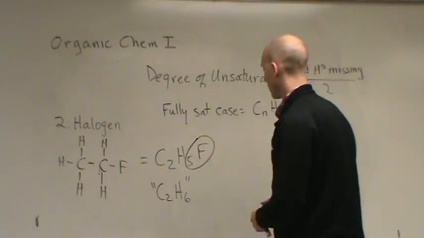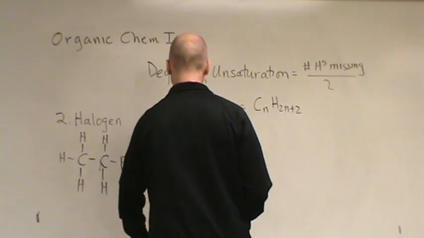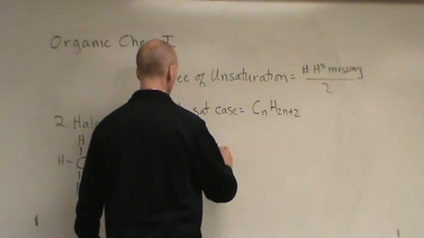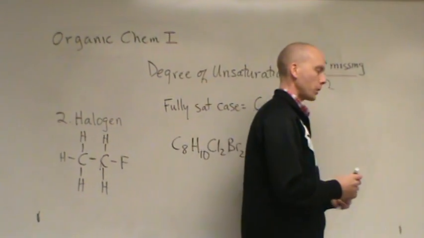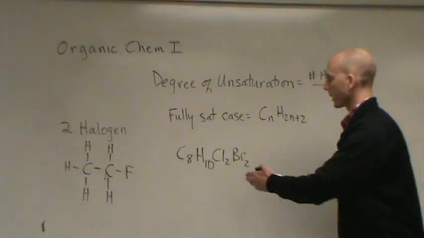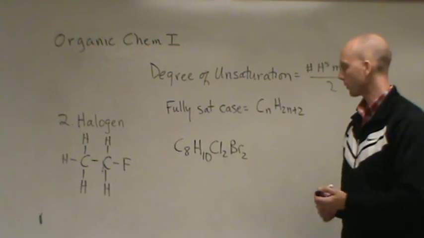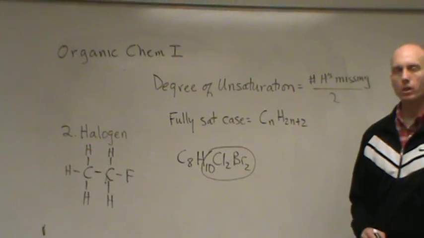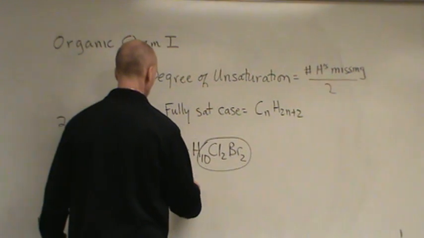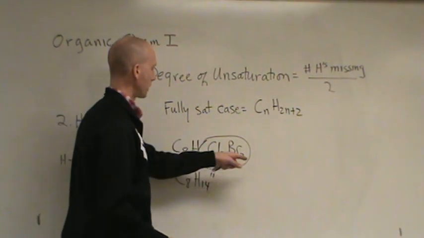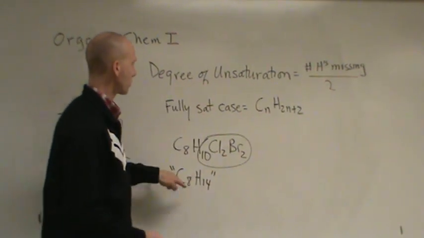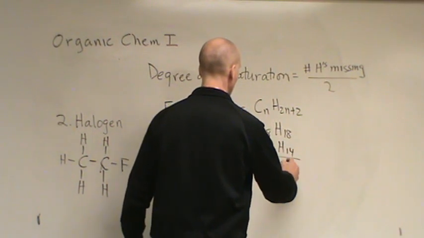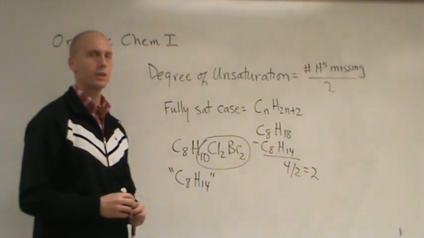Okay? Let's take a look at an example. Let's suppose we had something like that. I want to figure out the degree of unsaturation. Okay, so what do I have? I have 10 hydrogens, but I'm going to add my halogens to those, so that'll give me, quote, 14. Okay, 2 here and 2 there. My fully saturated case is again C8H18. So my DU is 2 this time.